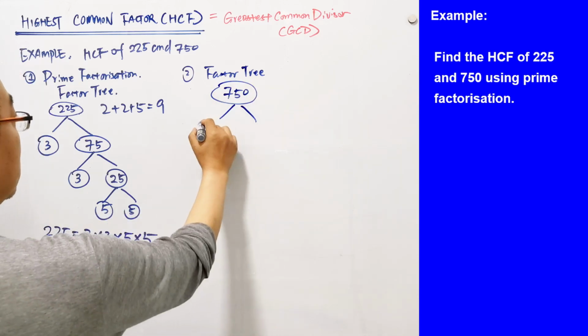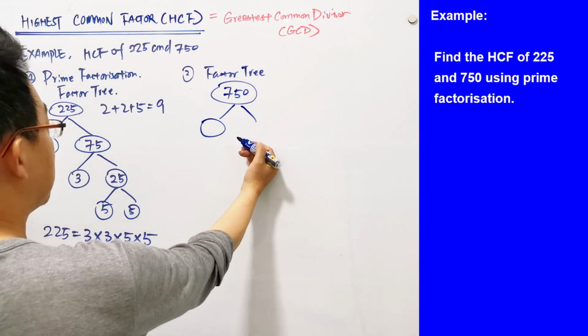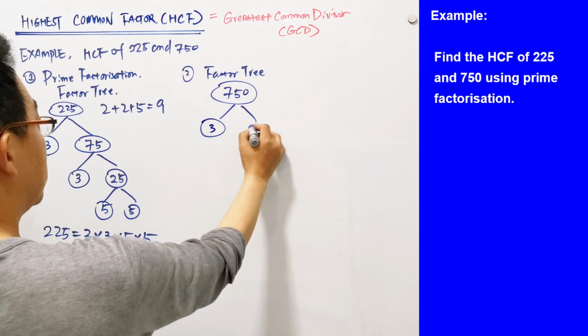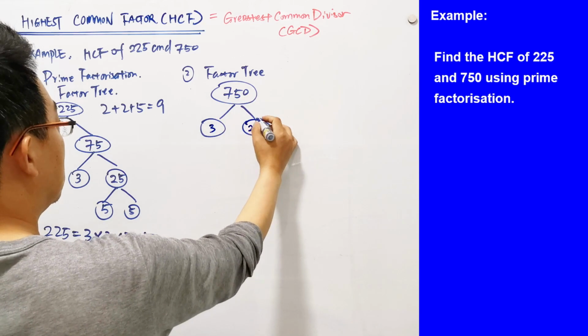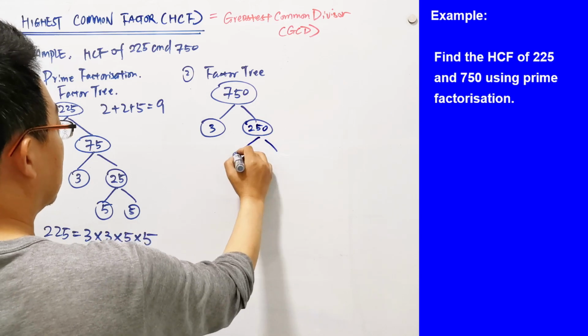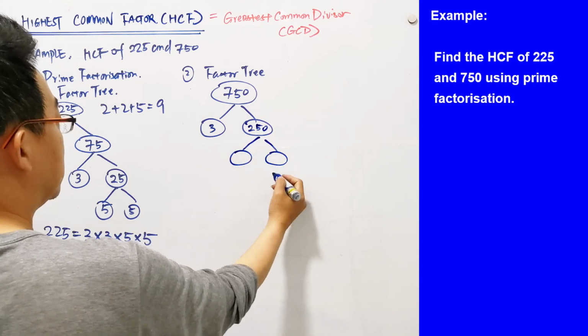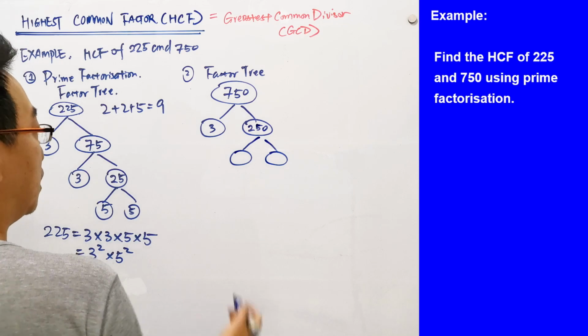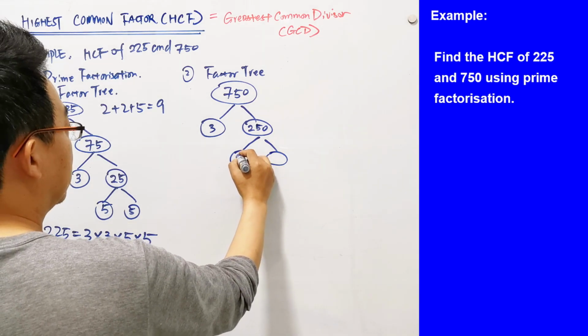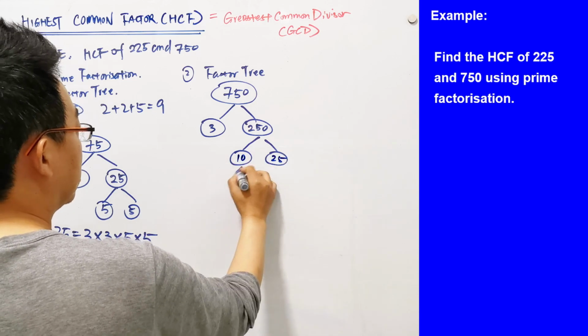Okay, same thing. Is that divided by 3 as well? So 3, much 2, 5, 0, right? Okay, next one. Is it divided by 5 as well? Can we divide by 2? Or maybe we put 10, 25.